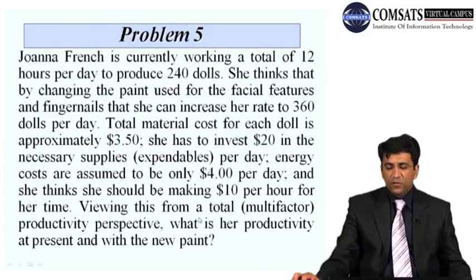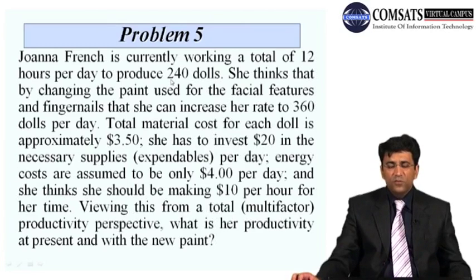Viewing this from a total multi-factor productivity perspective, what is her productivity at present and with the new paint? Now students, we have the different sort of inputs, and output is already given. Again, by extracting the particular information from this example, we can calculate the productivity before and after the usage of the new paint. Now again, before the usage of the new paint, our output will be 240.